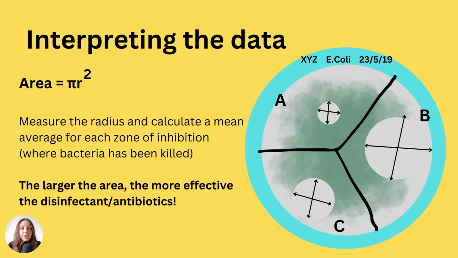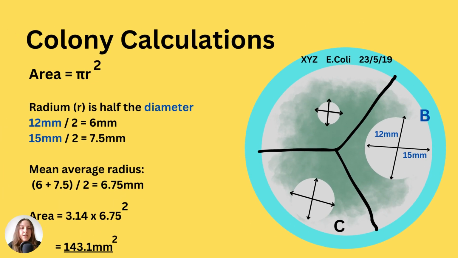And we can actually calculate the area quite nicely. So let me show you how to do that. We want to measure the radius or the diameter with a ruler, and we want to take a couple of readings and calculate the mean average of that. So you can see I've done that here. We've got 12 millimeters and 15 millimeters.